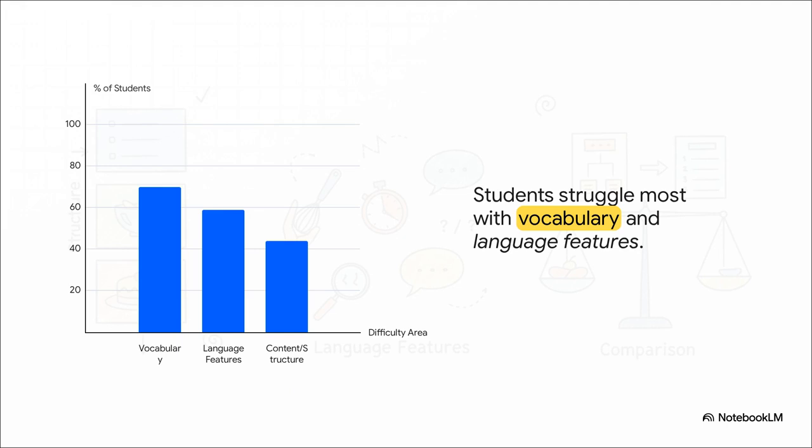You'd probably think the hardest part is organizing the steps, right? Well, actually, scratch that. A massive 70% of students reported their absolute biggest difficulty was vocabulary. 59% struggled with language features overall, whereas only 44% had trouble with the actual content or structure. So the structural blueprint isn't really the main issue. The struggle is finding the precise words to execute it.